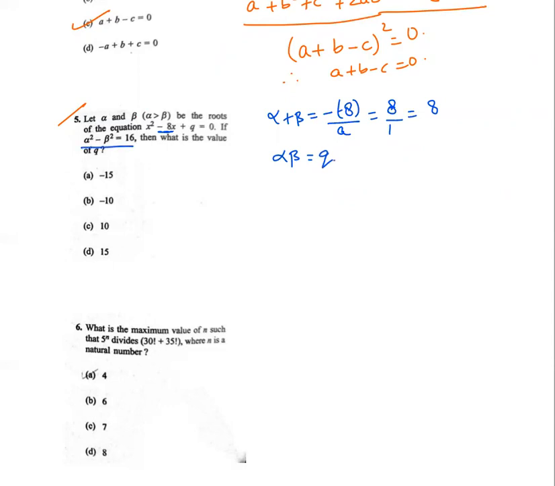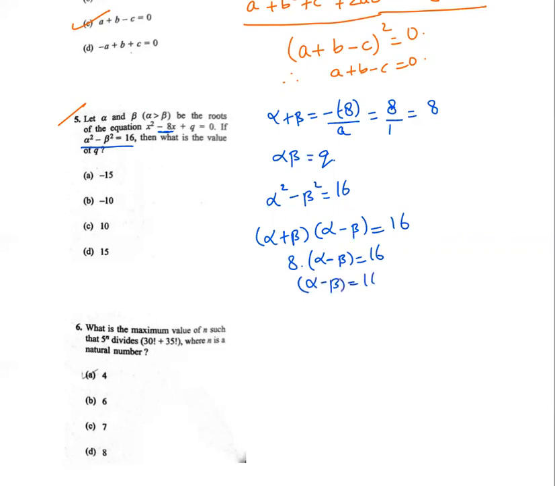Then the condition given to us here is α² − β² = 16. So I can write this as a² − b², that is (a + b)(a − b) = 16. Now here we have α + β = 8, so I can write 8 times (α − β) = 16. So what is the value of α − β? 16 by 8, which is 2.